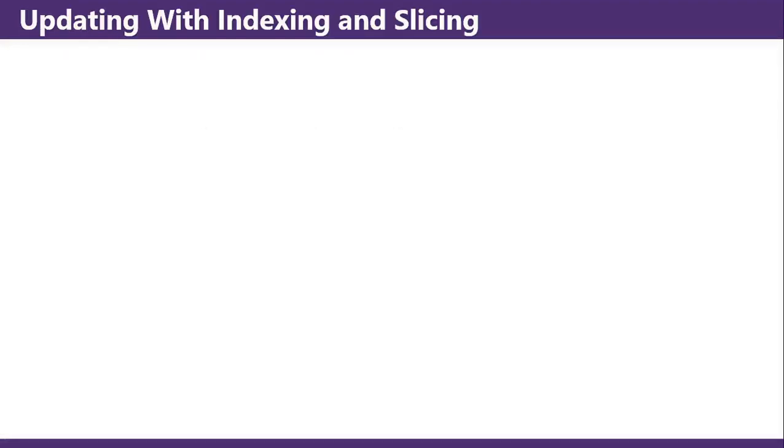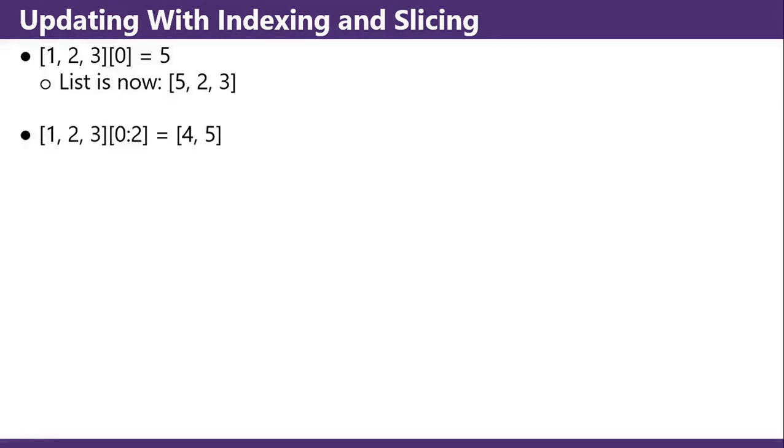Updating with indexing and slicing. [1, 2, 3][0] = 5. The list is now [5, 2, 3]. [1, 2, 3][0:2] = [4, 5]. The list is now [4, 5, 3].